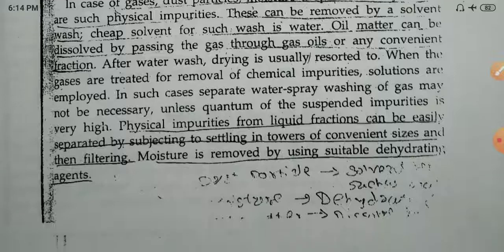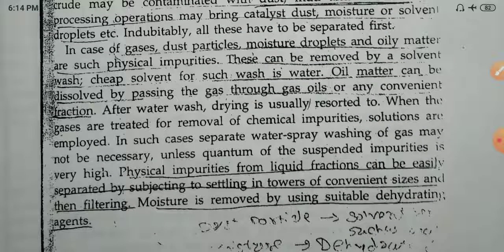Simply put, physical impurities from liquid fractions can be easily separated by subjecting them to settling in a tower of convenient size and then filtering. પછી એને filter કરશે and moisture is removed by using a suitable dehydrating agent. Okay, this is the first part of treatment techniques for fractions impurities, physical or mechanical impurities.